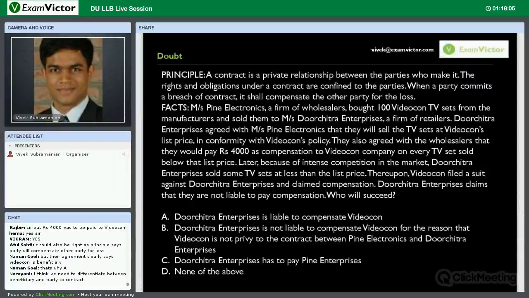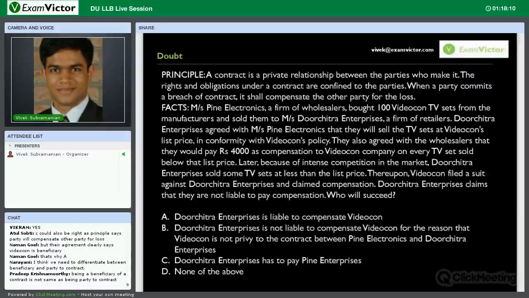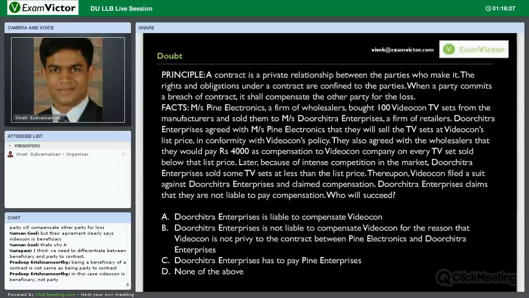Okay, so any questions? This is a bit tricky and not that straightforward. So yes, you are saying that the agreement clearly provides. Yes, it definitely provides. But the question is whether Videocon can approach the court. So I would put it that B should be the correct answer out of the 4 choices which are given to us.